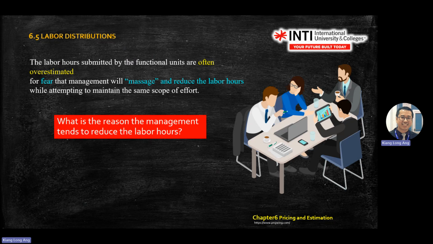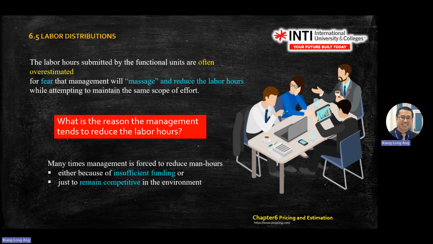So normally they will overestimate the budget or labor hours. Just have awareness. There is a reason why management reduces the labor hours. One is overestimation. Another one is insufficient funds. And also they want to remain competitive in the environment. The word competitive here is not about your salary, but about projects. They want the project to become competitive, or they want to win the bidding competition.